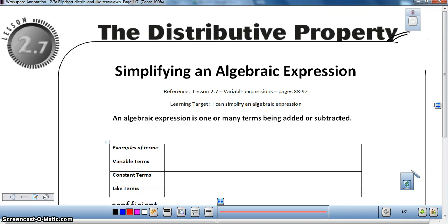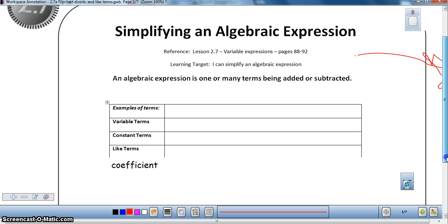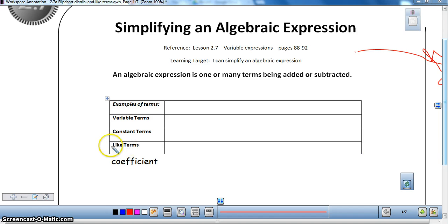So last time we talked about adding like terms. Today we're doing distributive property. Again, you should have had your notes already filled in if you are looking at these. What am I talking about for your notes? I am looking at that you have like terms, constant, variable terms, and the word coefficient should have been there already.